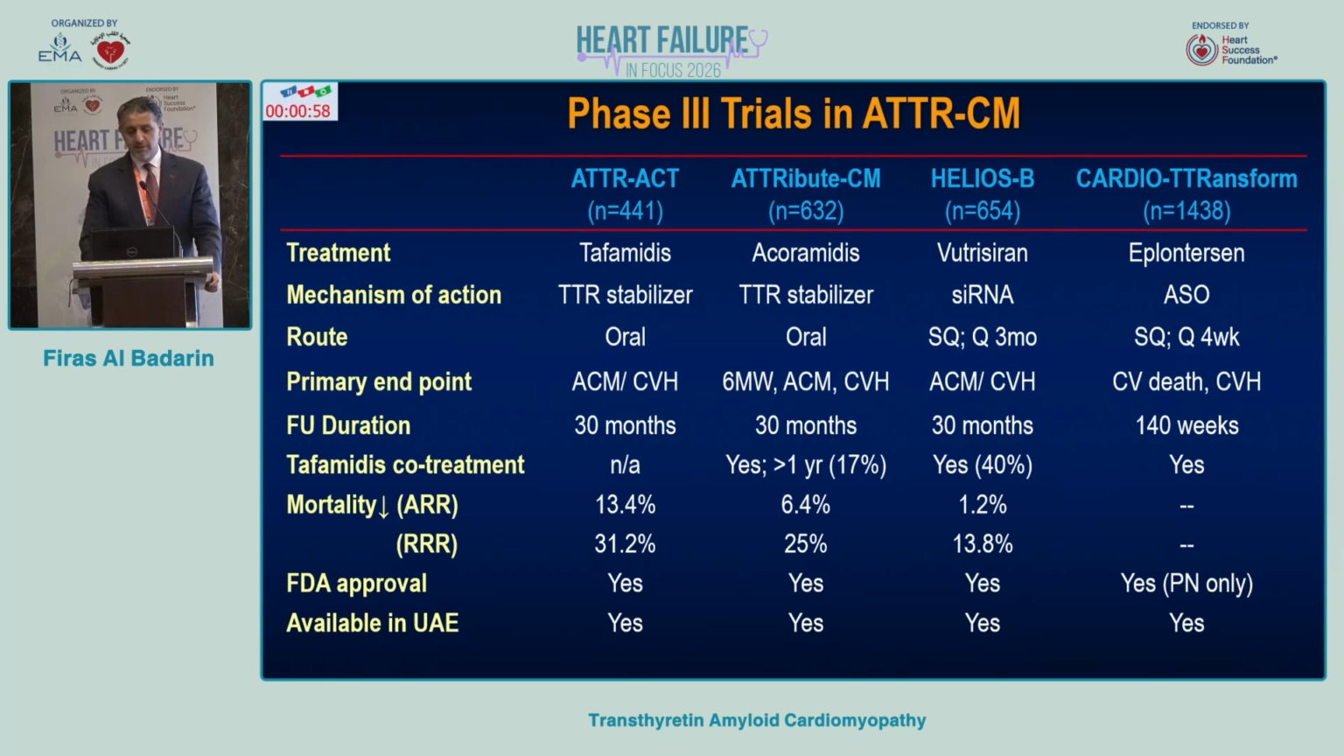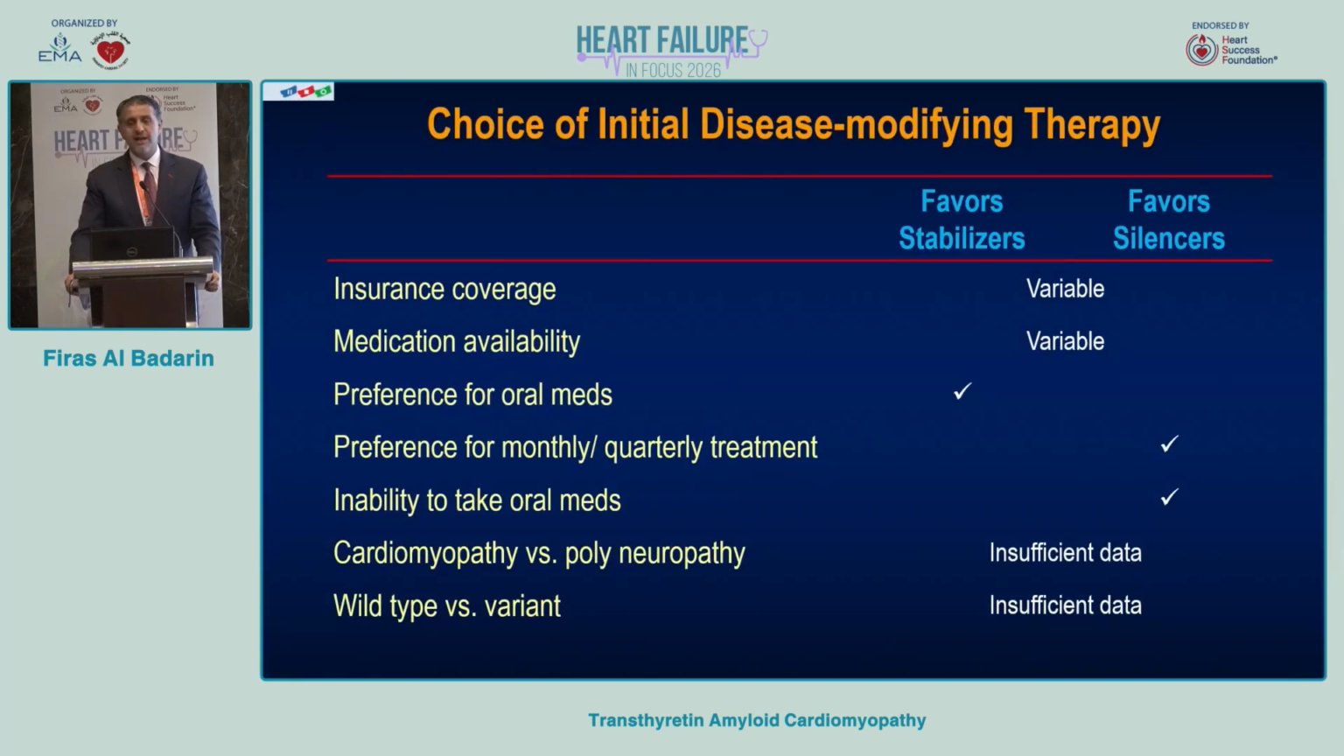So how do you decide which patient receives which? I think it all depends on insurance, availability of medication, and your personal expertise. If there is a patient that prefers oral medications, you better use stabilizers. If they cannot take oral medications, or if they prefer 3 times or 4 times a year injection, then you send them for an injectable.